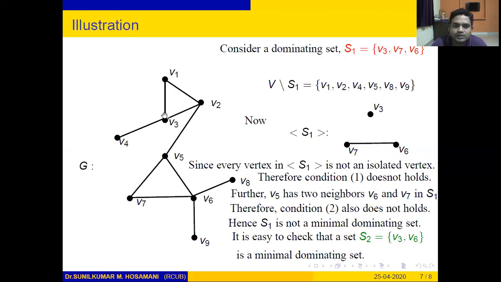Now if I consider only two vertices, say V3 and V6, V3 covers V1, V2 and V4, and V6 covers V5, V7, V9 and V8. Clearly V3 and V6 is a minimal dominating set. If I take the induced subgraph of V3 and V6, you can see that they are non-adjacent vertices, so obviously I get isolated vertices in induced S2. Further, every vertex in V minus S2 has a unique neighbor in S2. It is very easy to verify the conditions. Therefore, S2 is a minimal dominating set.